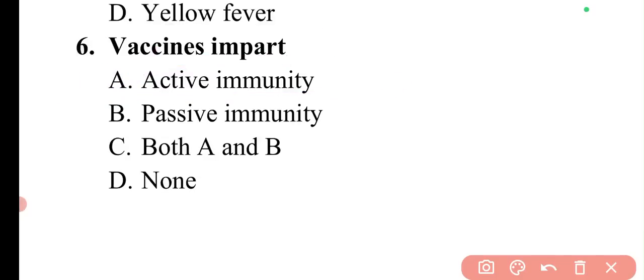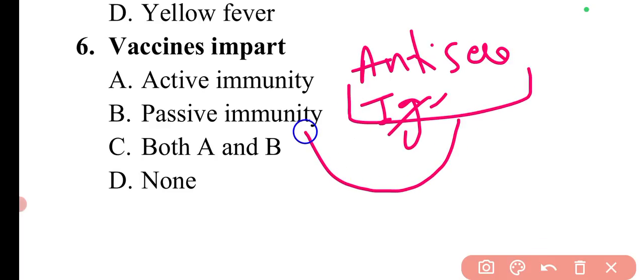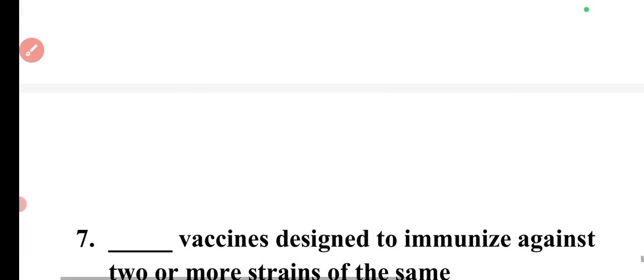Then there is another condition, like there can be antisera or immunoglobulins. These two types, antisera and immunoglobulins, provide passive immunity. They have ready-made antibodies, and these ready-made antibodies are simply transferred. Then we can move to the next question.